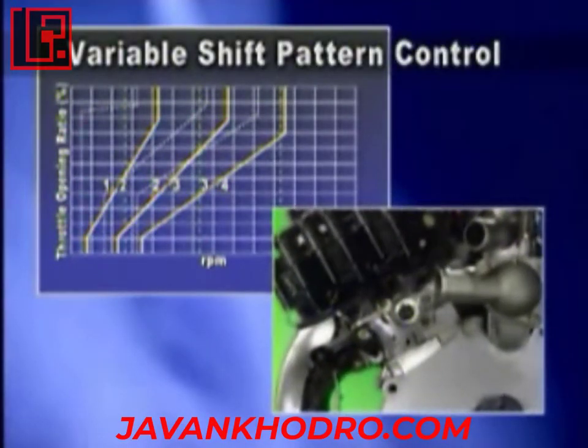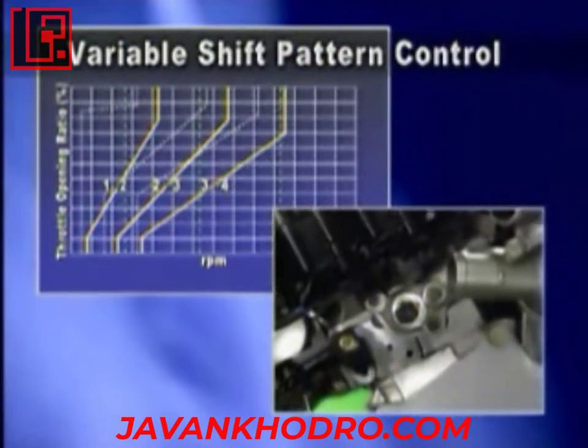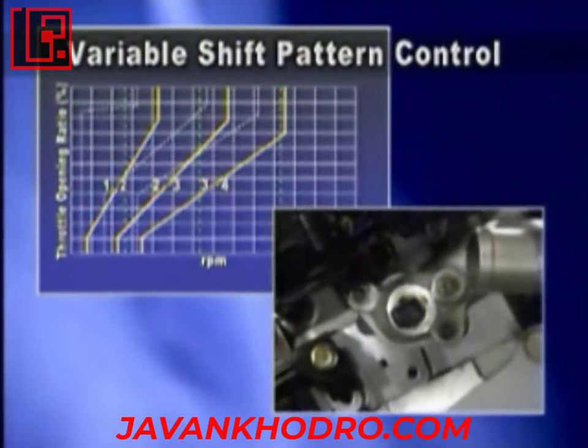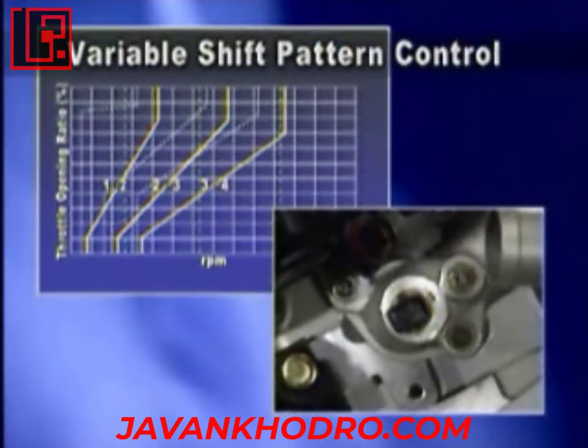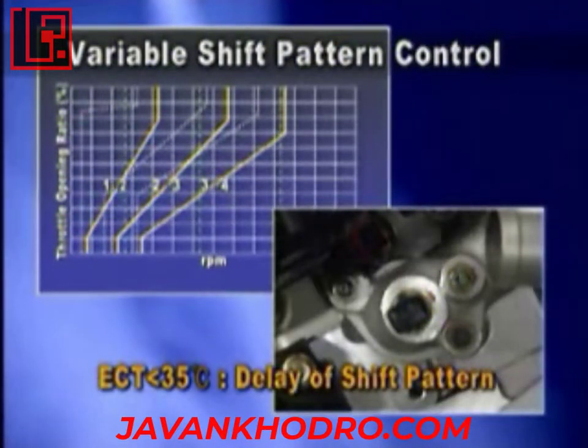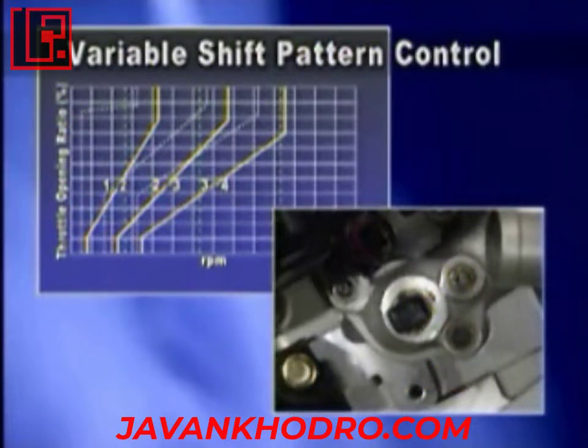The low emission shift pattern is to make the engine temperature go up rapidly to reduce the emission gas. If the engine temperature is below 35 degrees centigrade with the ignition on, the shifting timing is more delayed than that of the standard shift pattern for 100 seconds to enlarge the low shift range.